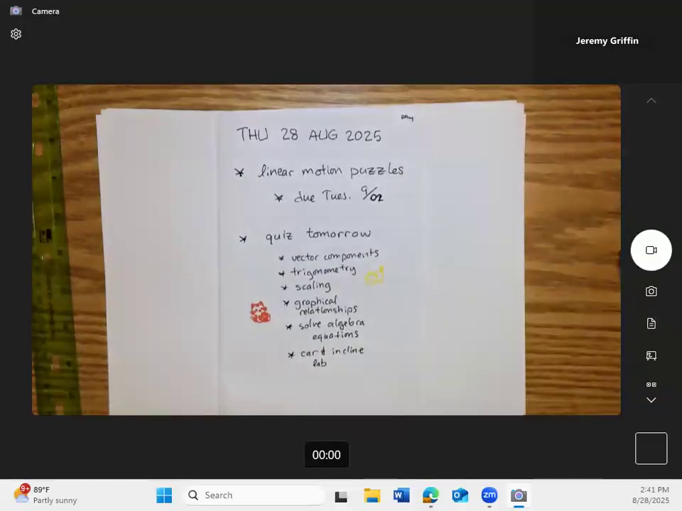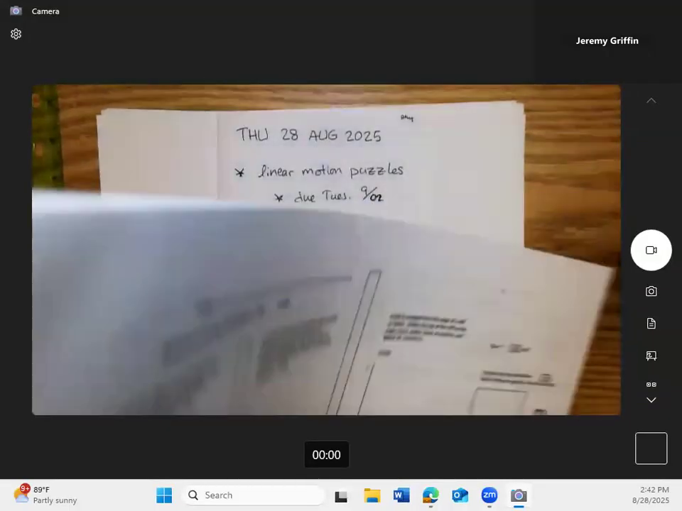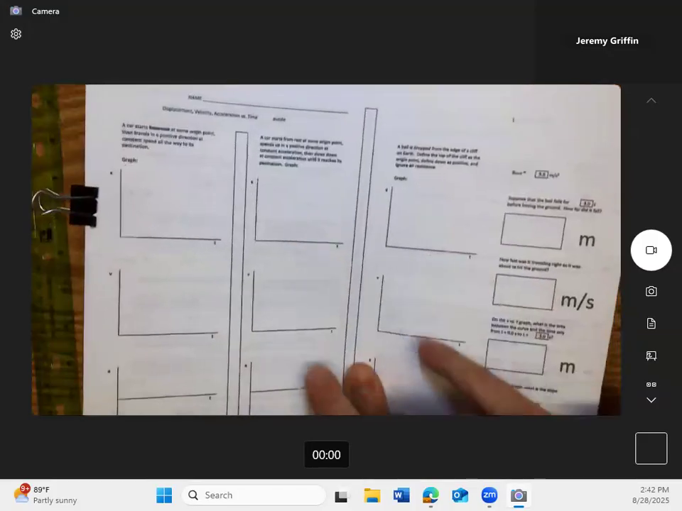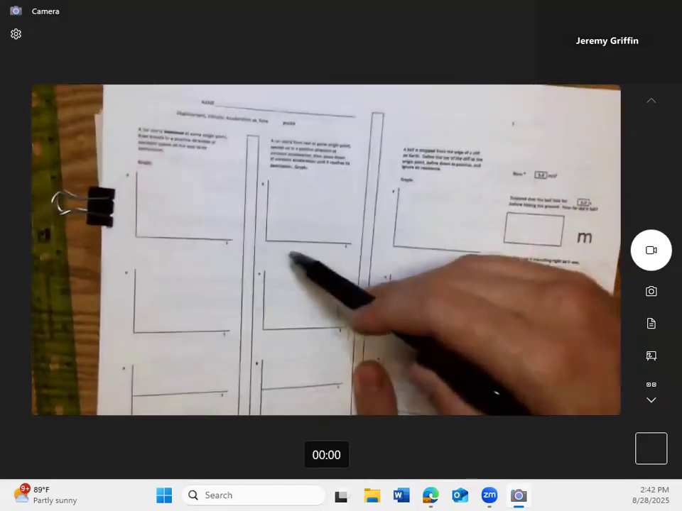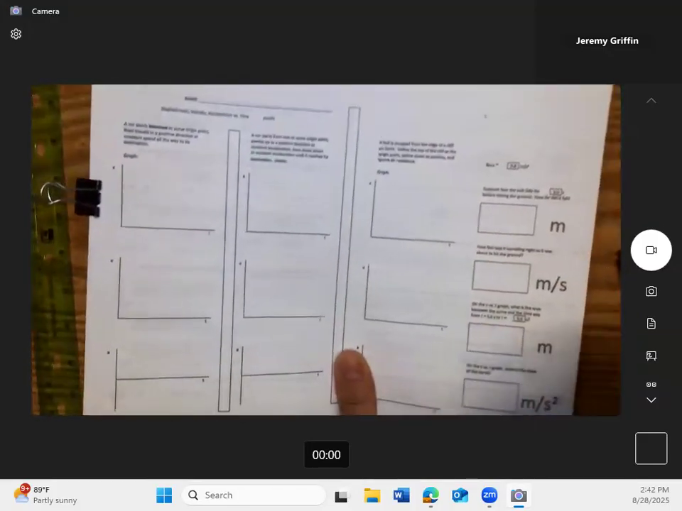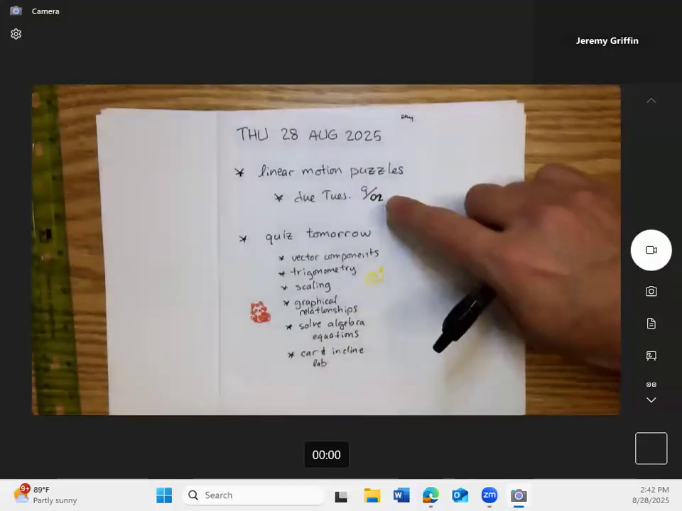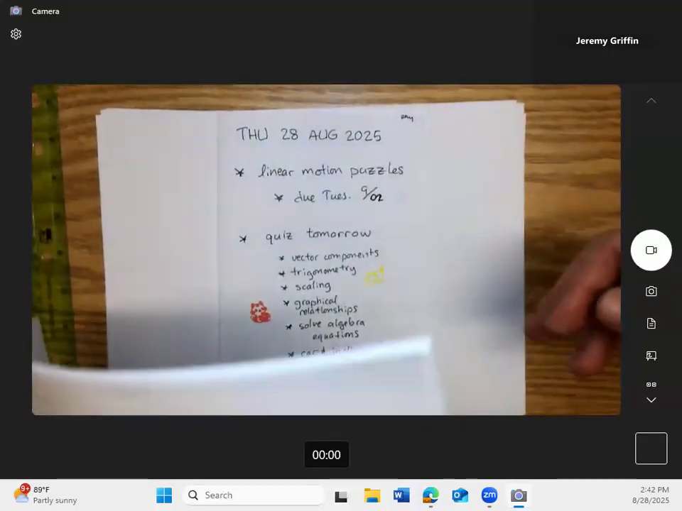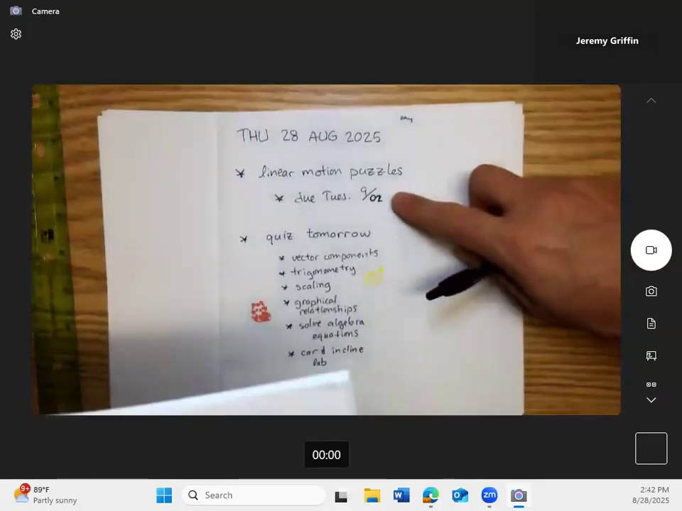So, a while back, I gave you guys these linear motion puzzles. We're going to look at some of these today. Now, on the backside, there are a bunch of spaces for graphs. Look at this: X versus T, V versus T, A versus T. They should look familiar from yesterday. So, these are due on Tuesday. Again, we'll look at some of these today.